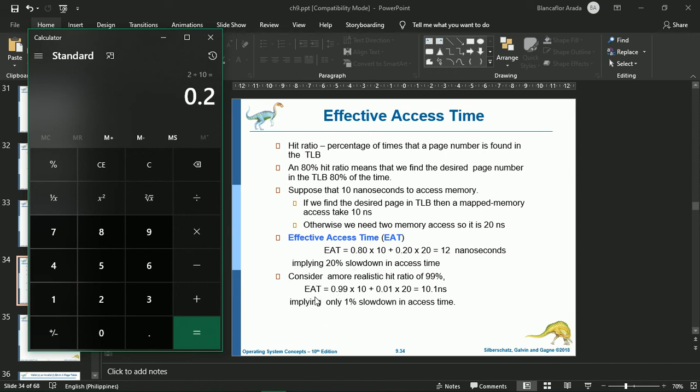Okay, so what if we consider a more realistic hit ratio of 99%? So our TLB hit ratio here is 0.99. Our effective access time is 0.99 times 10, which is 9.9, and of course, this is the TLB hit. The TLB miss is, of course, 100 minus 99, which is 1%.